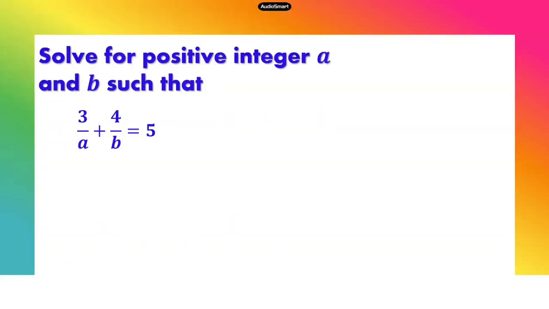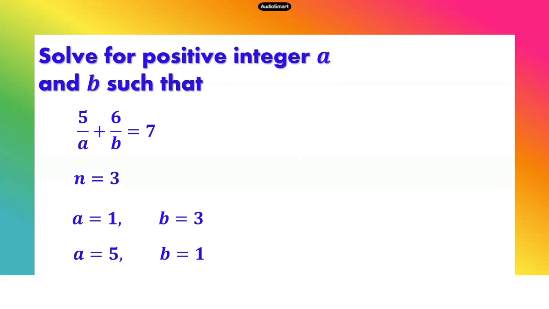So let's have some examples on this. The question is like this: 3 over a plus 4 over b equal 5. So if you compare with the previous question, n equal 2. And then the solution is a equal 1, b equal 2, and a equal 3, b equal 1. Now let's have 5 over a plus 6 over b equals 7. So in this case, n is equal 3. So the solutions are a equal 1, b equal 3, and a equal 5, b equal 1.